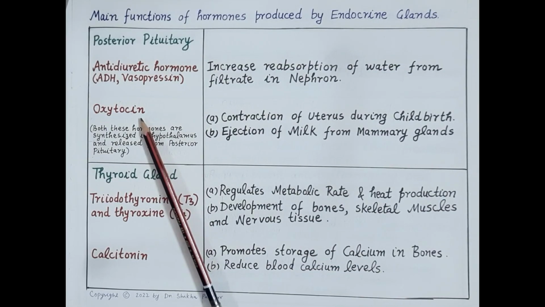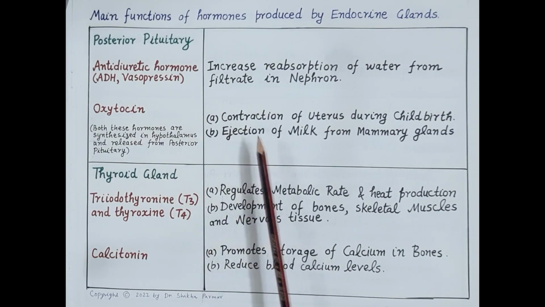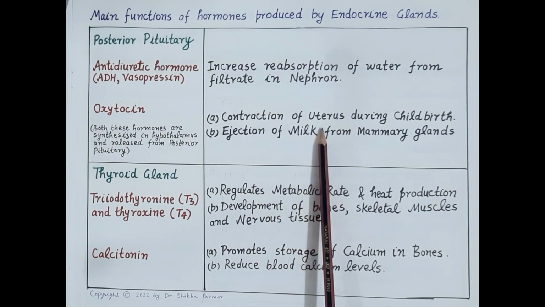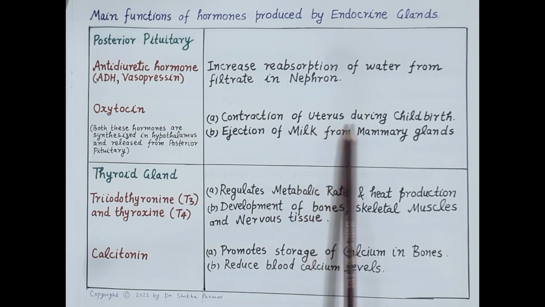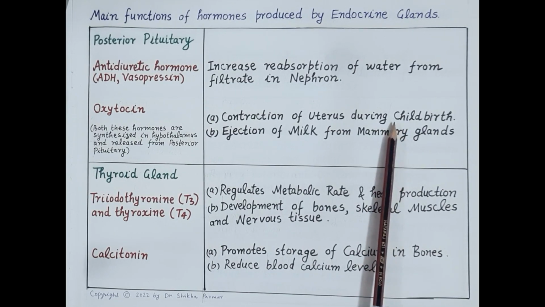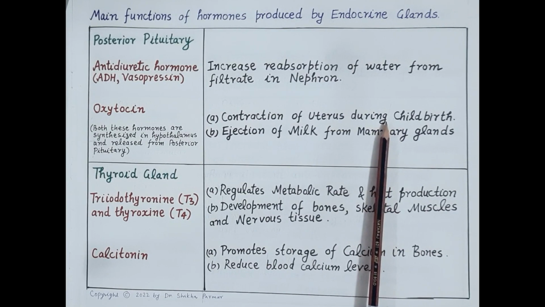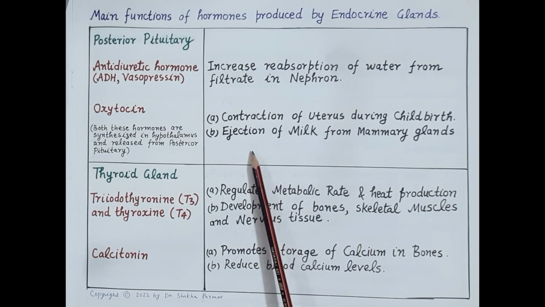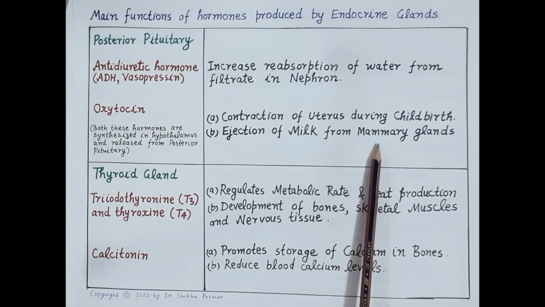Another hormone produced by the posterior pituitary is oxytocin. Now, oxytocin contracts smooth muscles of the uterus, and contraction of the uterus is required for childbirth. In addition to this, as discussed earlier, prolactin is required for the synthesis of milk by the breast. Oxytocin is essential for the ejection, or the release, of milk from the mammary glands or the breast.